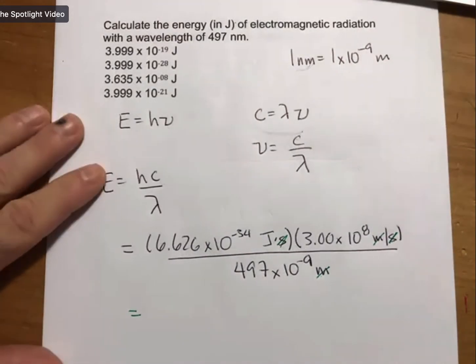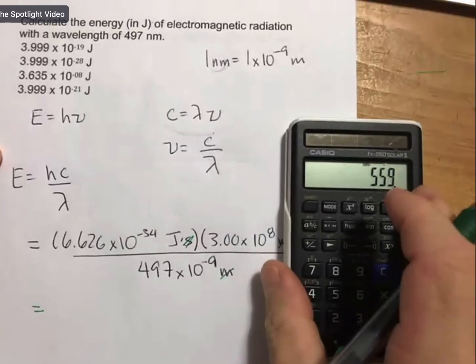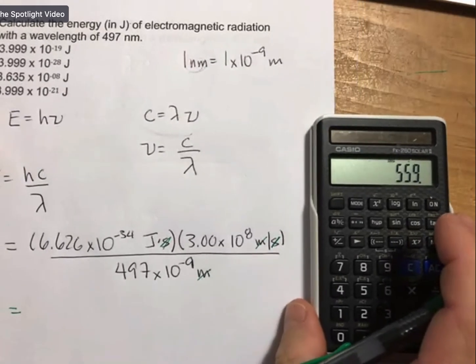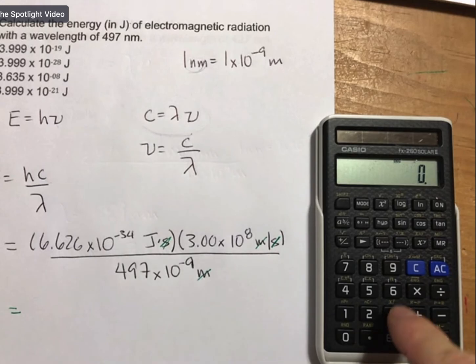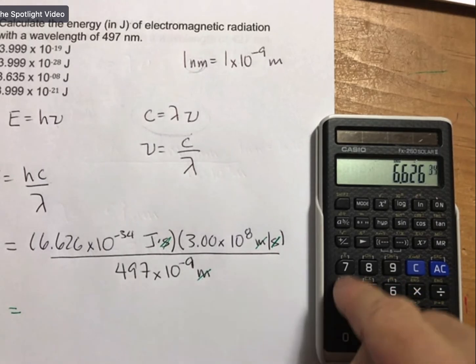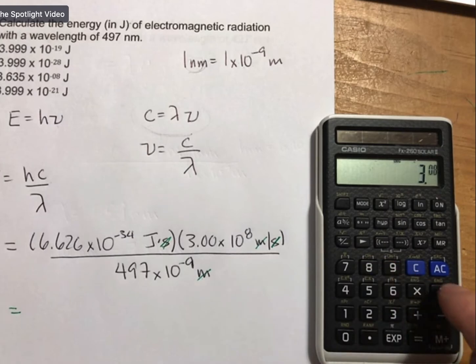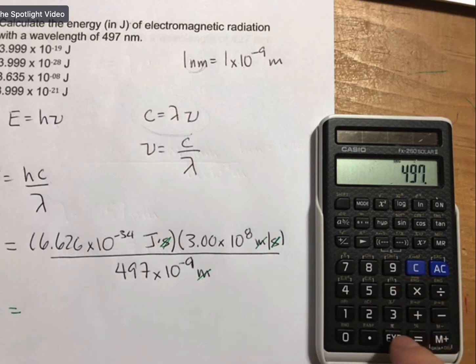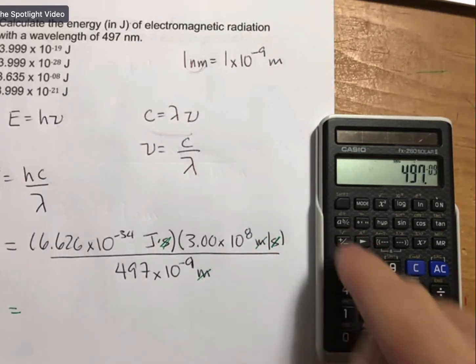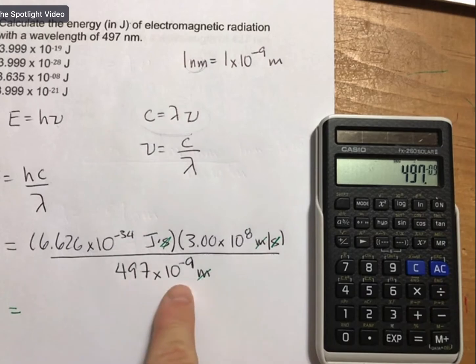And then multiplying this out, let's see if I can do this. There we go. 6.626 exponent negative 34 times 3 exponent 8 divided by 497 exponent negative 9. And again, that's how you can enter in this term. You could also do the conversion sort of backwards, like we did on the previous problem. Either way works. I get 3.999, etc., times 10 to the minus 19.